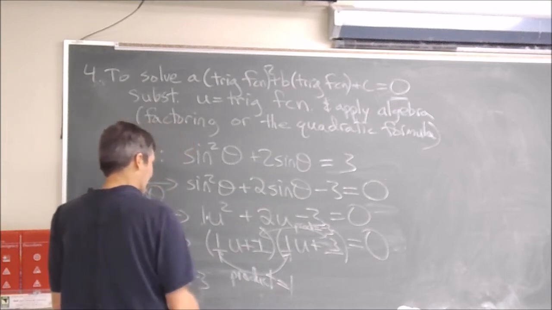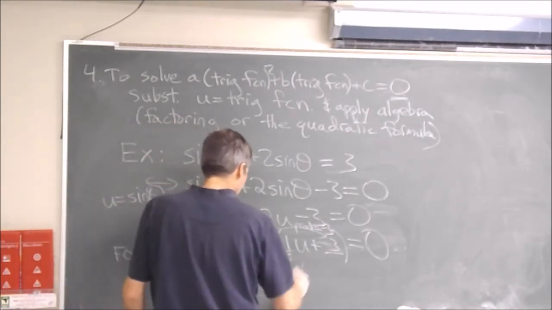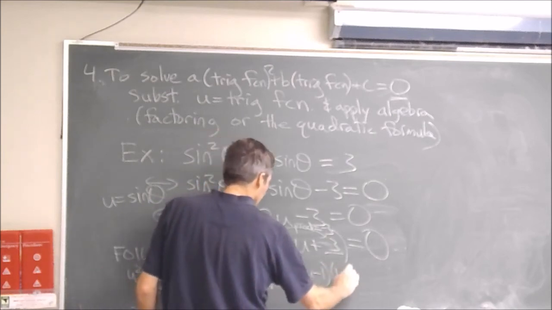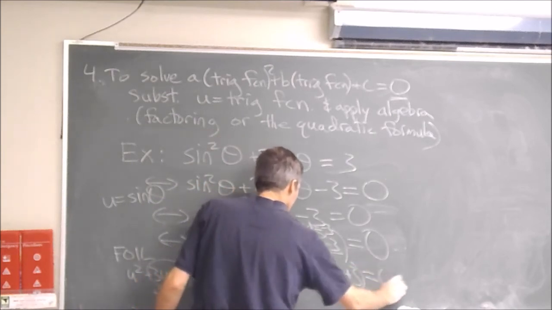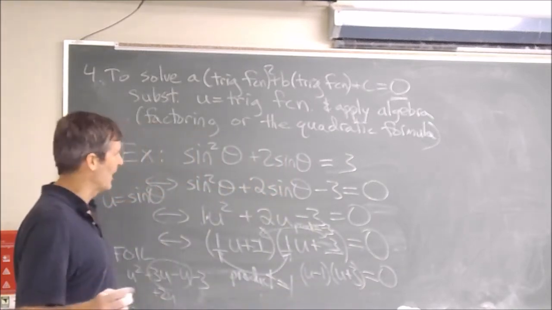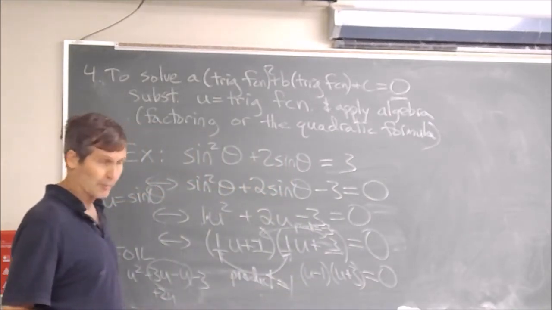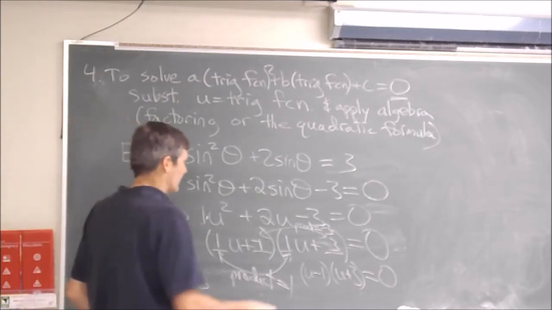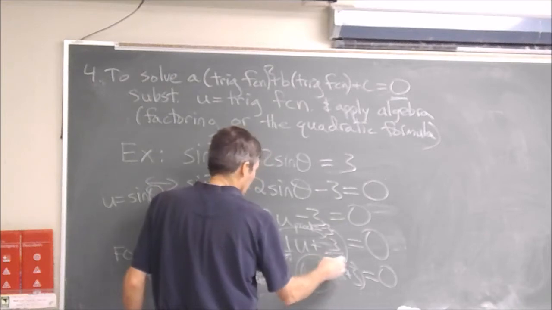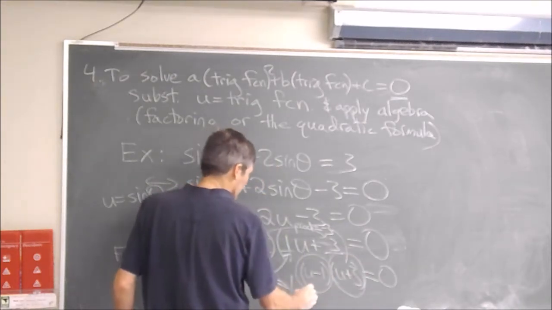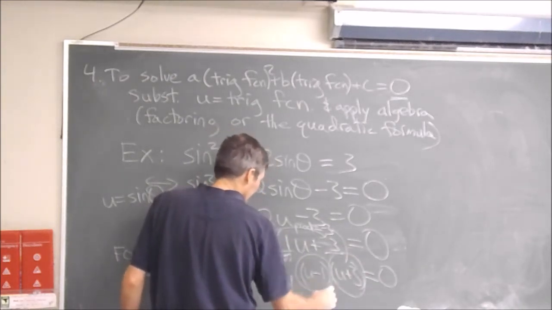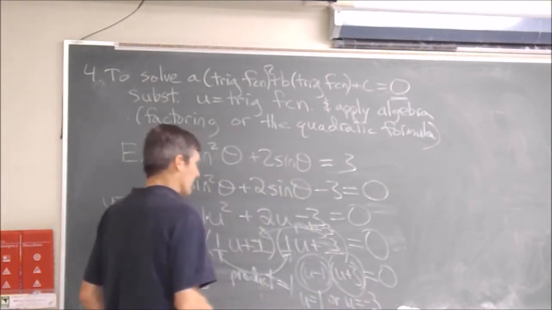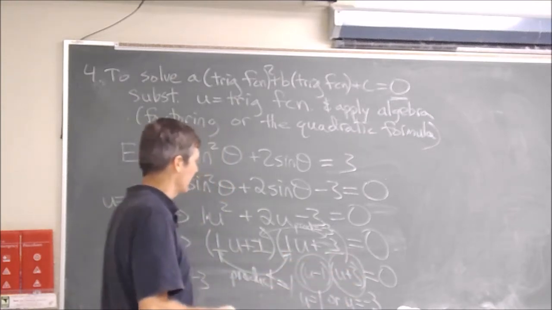I've factored that out. I might get rid of some of the clutter here and write this as u minus 1 times u plus 3 equals 0. Now I know from algebra the solutions to that, right? You have the zero product property. The product of two numbers is 0 if and only if at least one of the numbers is 0. So either this number is 0 or this number is 0. It follows that either u equals 1, so that this number is 0, or u equals minus 3, so that this factor in the product is 0.